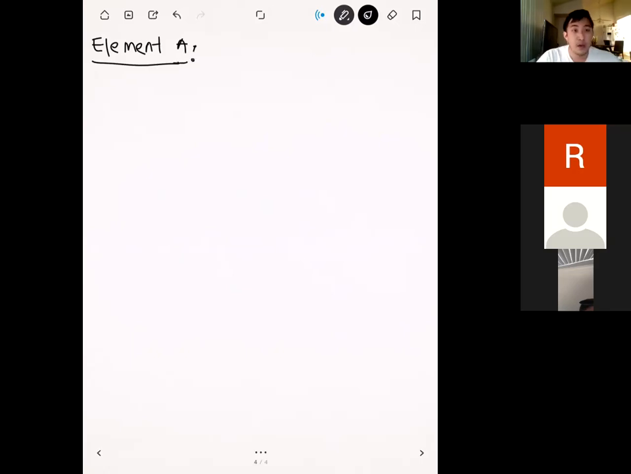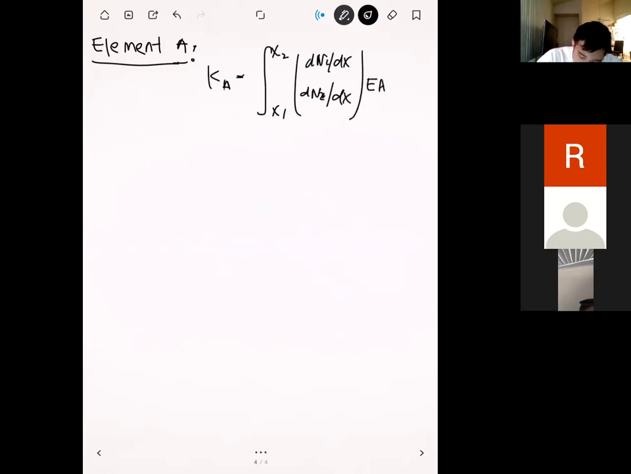Okay. Let's write out our formula first. For element A, we'll call this Ka. The way we form the element stiffness matrix is we're going to do the integral from x1 to x2. x1 and x2 are going to be the coordinates of element A. Then we have our shape function derivatives, dN1/dx and dN2/dx. Then we have E times A.